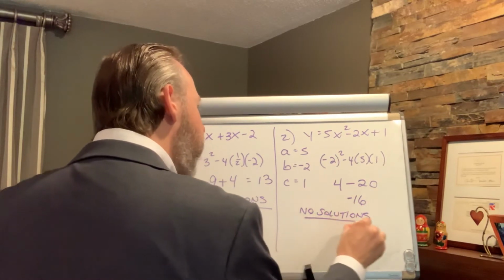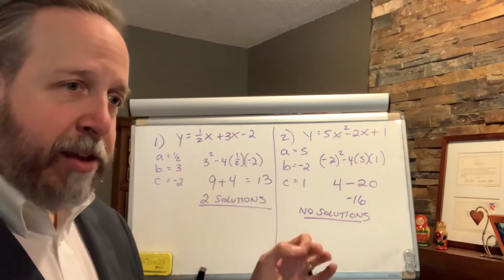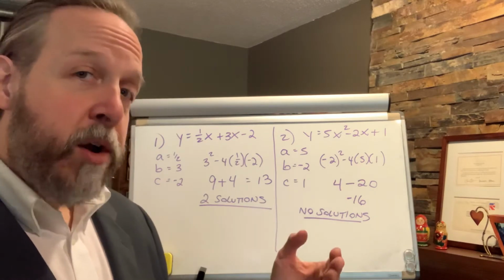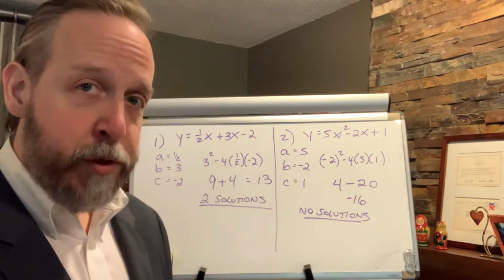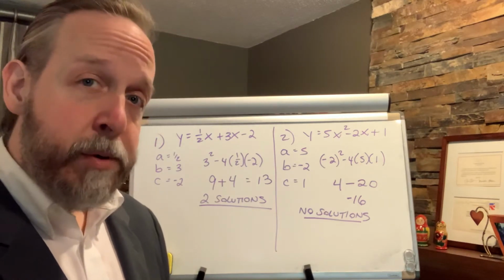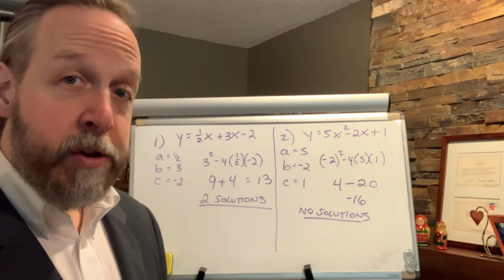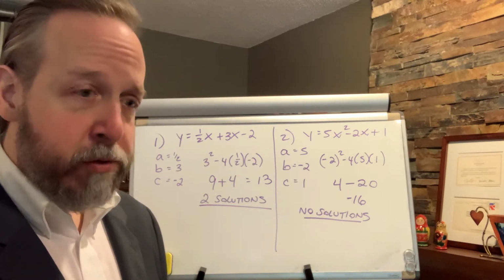Okay, so what do I want in these kinds of questions? I want to see you evaluate the discriminant. Tell me the number. Then I want to see you tell me what the number means. How many solutions will there be? If it's a positive number, there's 2 solutions. If it's the number 0, there's 1 solution. And if it's a negative number, there's no solutions.